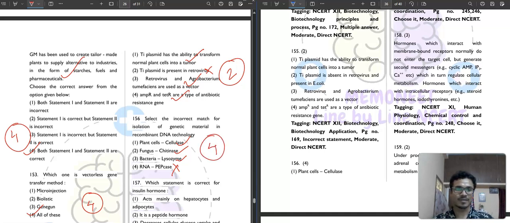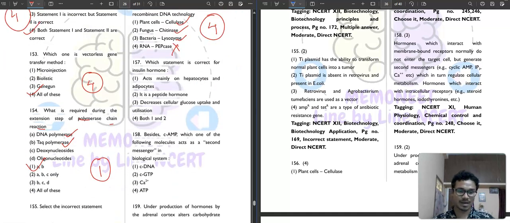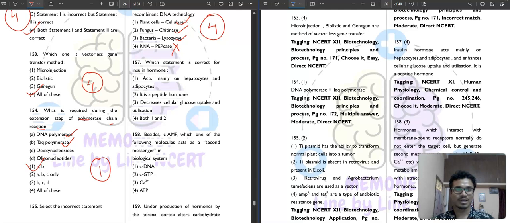Then question number 157. It is saying, which statement is correct for insulin hormone? Acts mainly on hepatocytes and adipocytes. Yeah, it is correct. It is a peptide hormone. It is also correct. Decreases cellular glucose uptake and utilization. Not correct. So the fourth option is your correct answer.